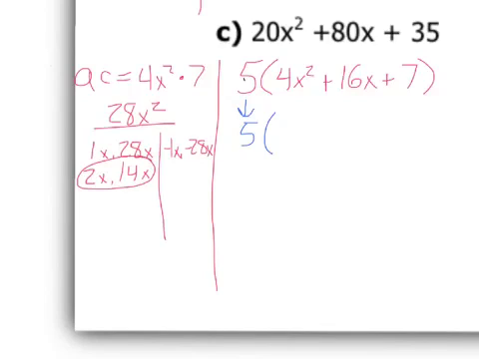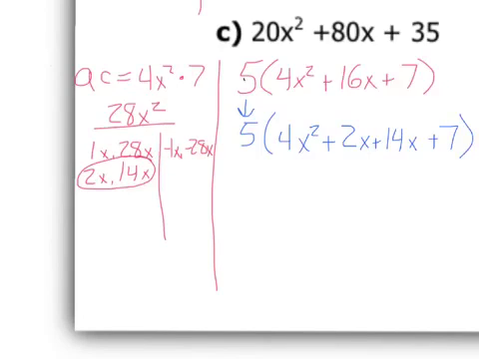So now I break these 3 terms into 4 terms, right? By breaking the middle term apart. So 4x squared stays the same. 16x now becomes plus 2x plus 14x. And then plus 7 stays the same. So now I've broken 3 terms into 4 terms.